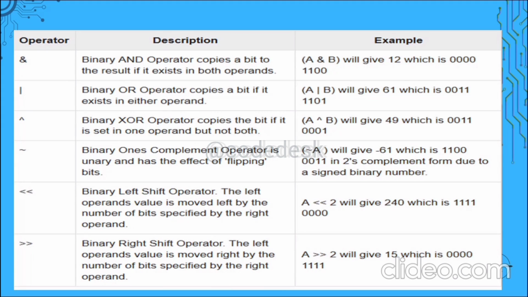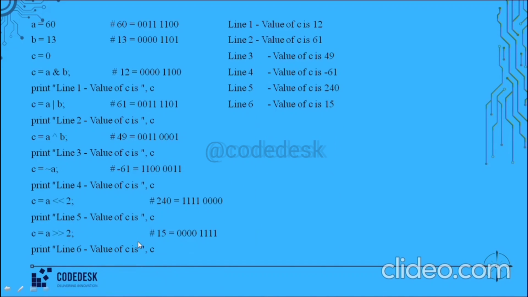Left shift means it shifts the value by 2 places towards the left. The right shift operator shifts the values by 2 places towards the right side. For example, take this 60. By performing left shift, this 1 will come towards the 0th position, and this 1 will come towards this position.